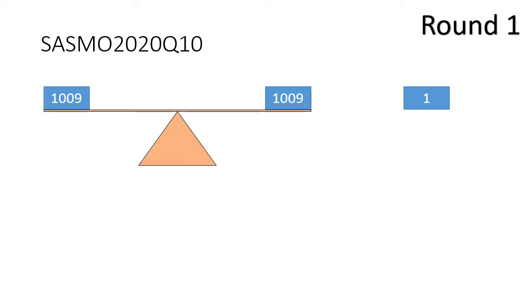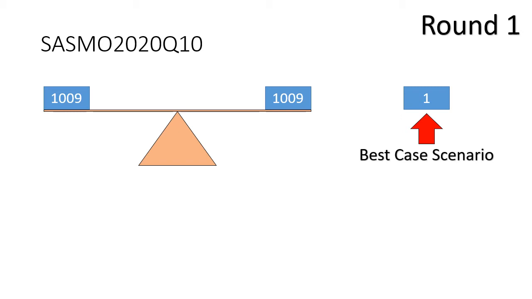So for this question, let's start at the beginning. Let's look at round 1 and look at a hypothetical situation here. What if we tried to spread the coins out into two equally distributed piles? So 1009 on each side of the weighing scale, and we have one coin left over. So in the best case scenario, the weighing scales are balanced. That means the one remaining coin has to be the counterfeit.